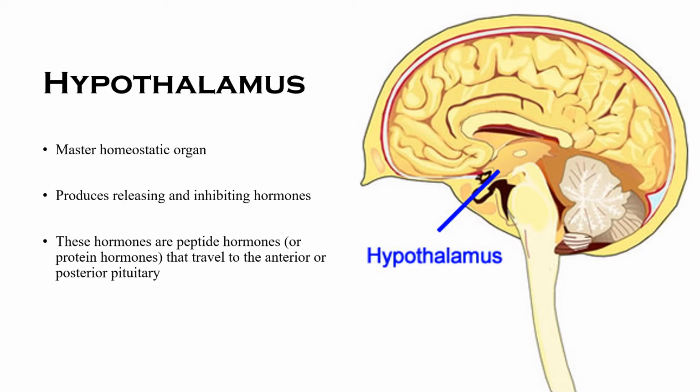It all begins, of course, with the hypothalamus, which is the master endocrine or homeostatic organ. The hypothalamus produces releasing and inhibiting hormones that are going to ultimately act on the anterior pituitary. These hormones that are produced by the hypothalamus are primarily peptide hormones or protein hormones.